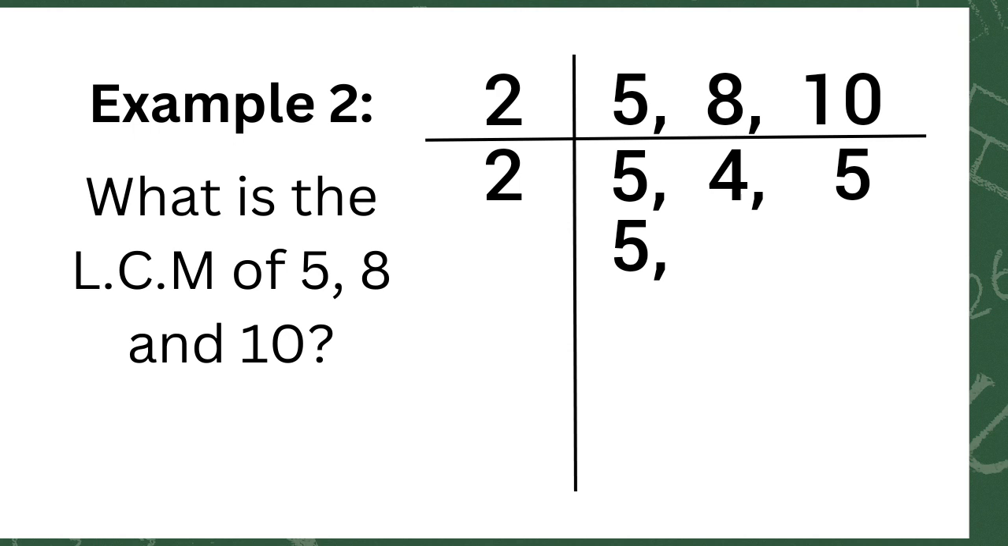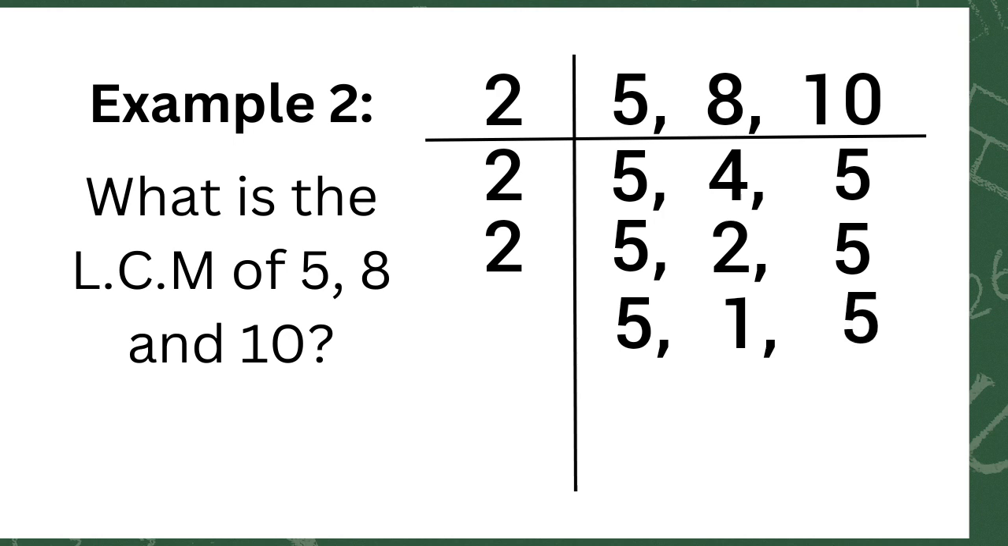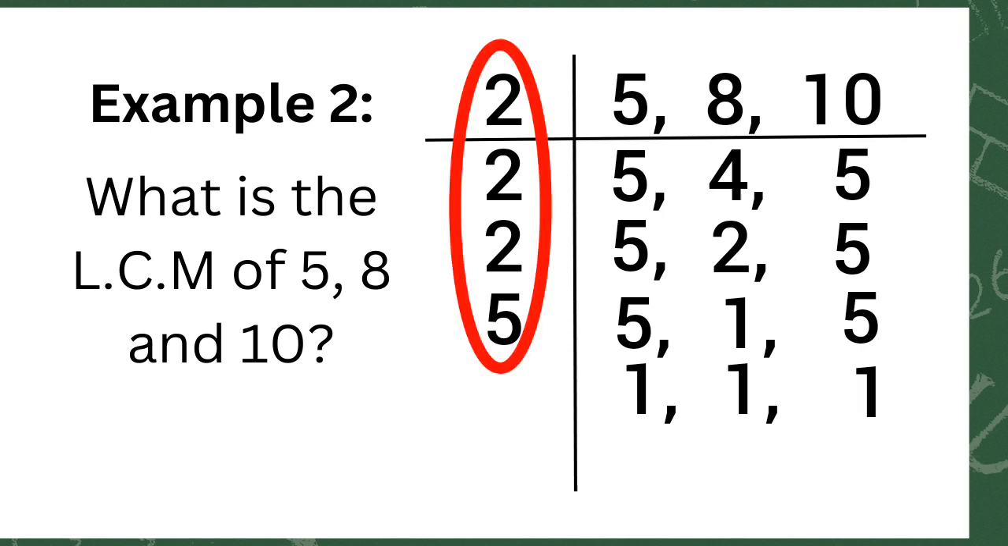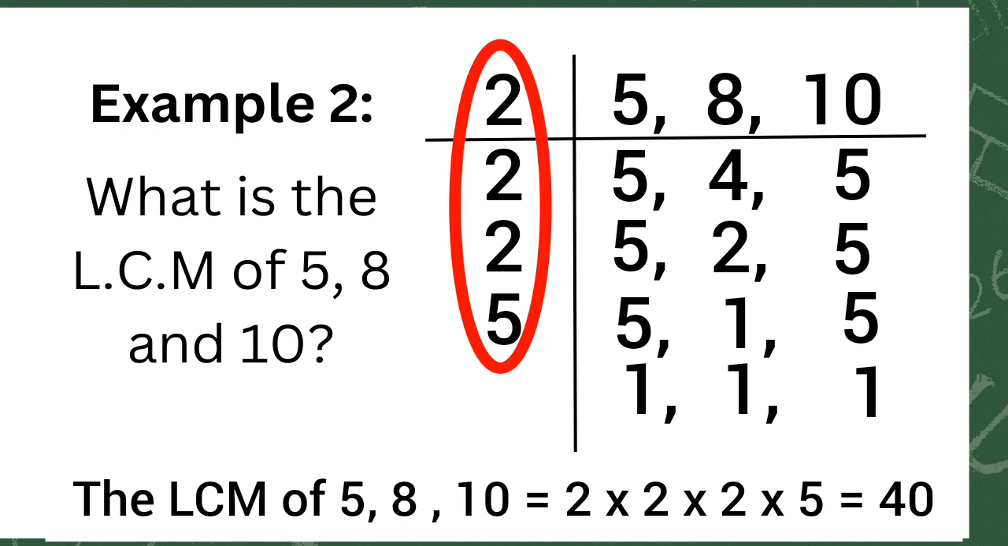2 into 4 is 2. We bring down 5. Since we have 2 here, we can use 2 again. 2 cannot go into 5 without a remainder, we bring it down. Into itself 1, we bring down 5. Now at this point, 2 cannot go again, so we use 5. 5 into itself 1, we bring down 1, into itself 1. So the LCM of 5, 8, and 10 is 2 times 2 times 2 times 5, which is 40.